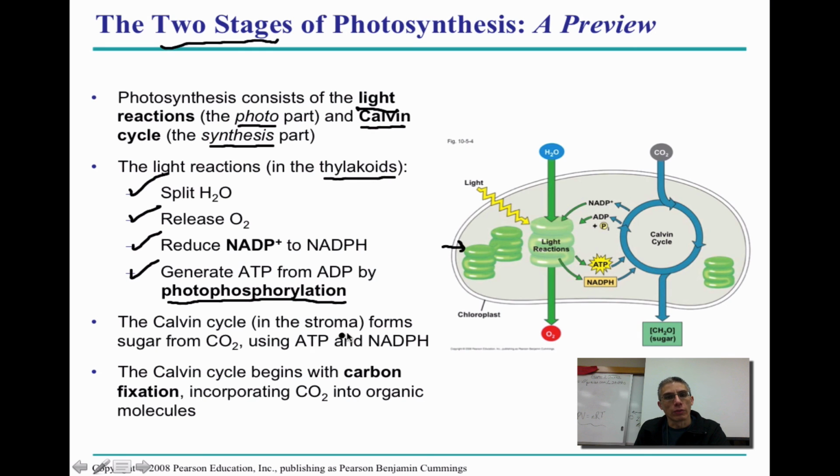Now the Calvin cycle, which is going to take place in the stroma, so it's going to be that fluid-filled space on the outside of the thylakoids, is going to be used to basically form, again, that glucose, that sugar, from the CO2 by using ATP and the NADPH that was produced during the light reactions. So the Calvin cycle is going to begin with something called carbon fixation, which we sort of illustrated in the previous screen, where it talked about incorporating that CO2, those two different types of atoms, into the organic molecules that we are producing as our product on the right-hand side of that photosynthetic equation.